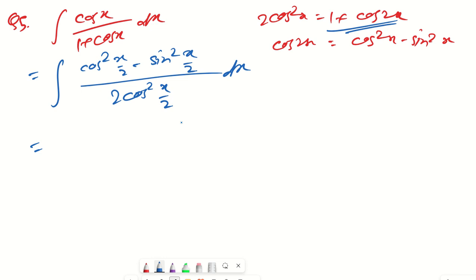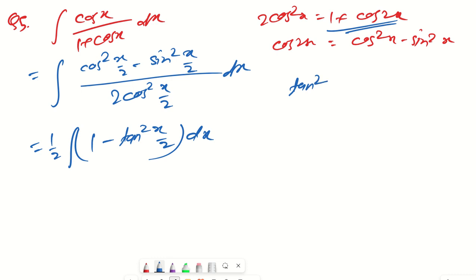So I can take 1 by 2 out, then it will become 1 minus sin square x by 2 by cos square x by 2, which is how much? tan square x by 2, dx. Okay, and now it is very easy. We already know the formula tan square x is equal to sec square x minus 1. So can we convert this?